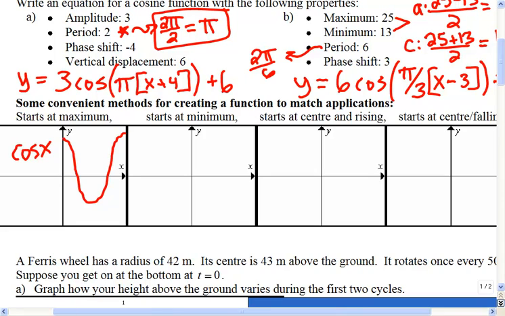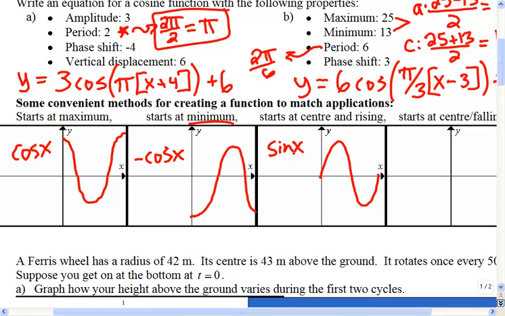Okay? We may find in our problem that we start at a minimum. So for example, here is a sinusoidal graph that starts at the minimum. So what does that look like to you? Yeah, it looks like a negative cos. It's the cosine graph that's been flipped vertically, so it would be negative cos x. If we're at the center of the graph, the center line and rising, you might have something like this, which looks like the sine, yeah. So this is the sine of x.